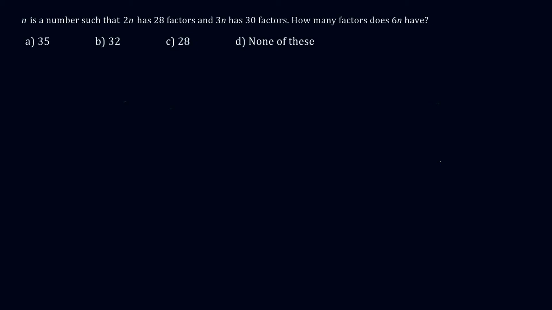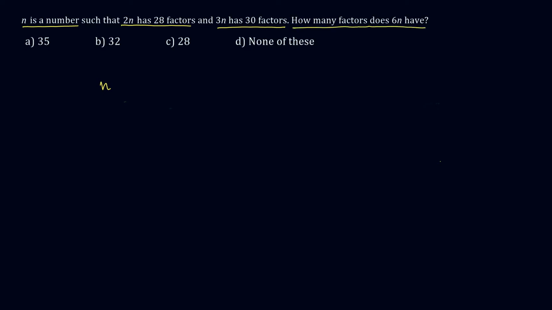Oh hey, so here's a question. Let's see what it's asking us to do. Well, if you look at this, we know that there's a number n. Okay, n is a number. And 2n has 28 factors, 3n has 30 factors. And we need to find how many factors does 6n have.